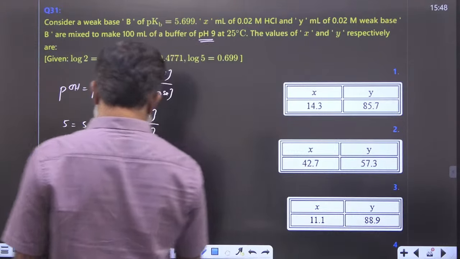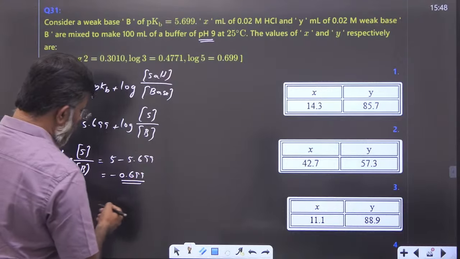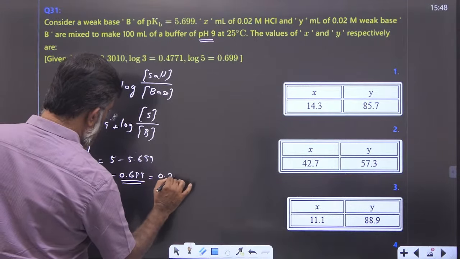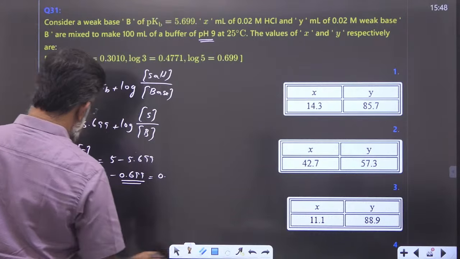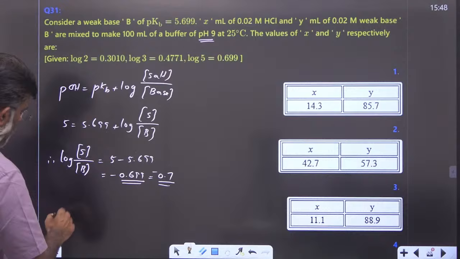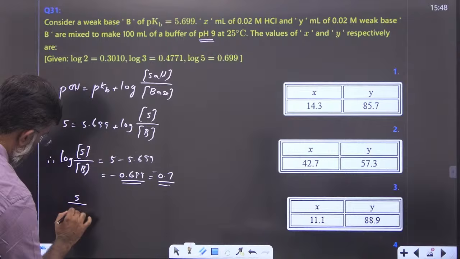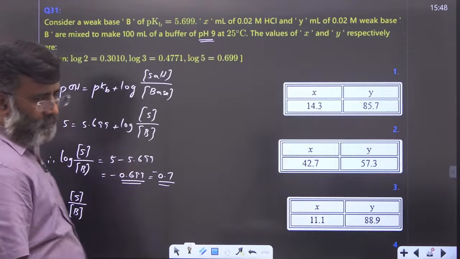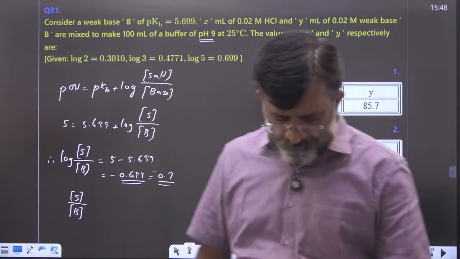So, nearly 0.7. Log salt by base is nearly minus 0.7. So what will be the quantity of salt by base?